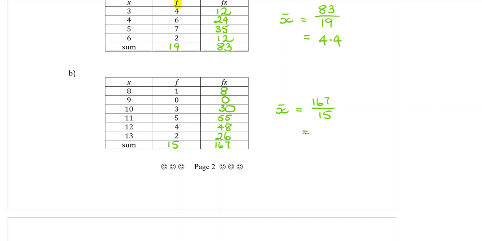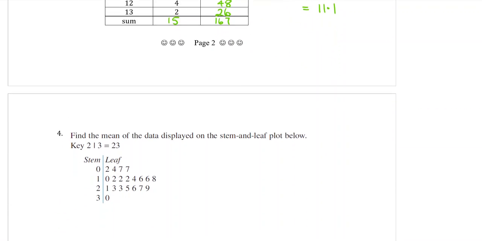And we always want these as a decimal. So what is that to one decimal place? I think, what's after the, 11.1? Good. Okay. Couple more questions on the next page.